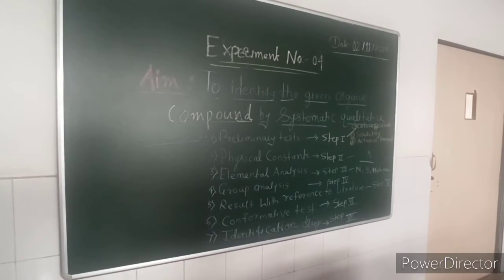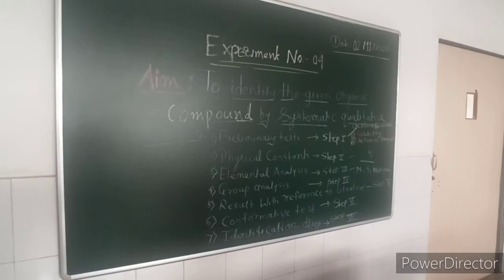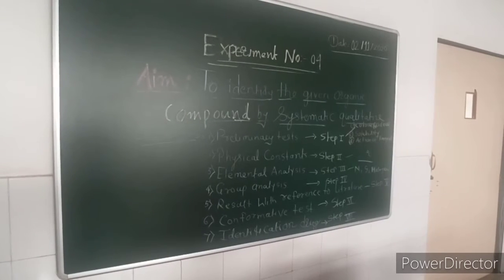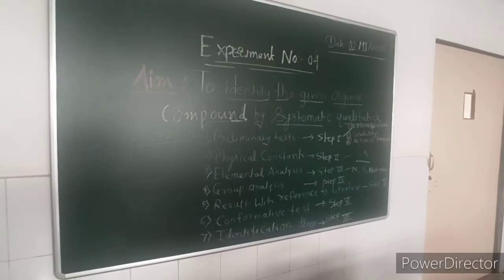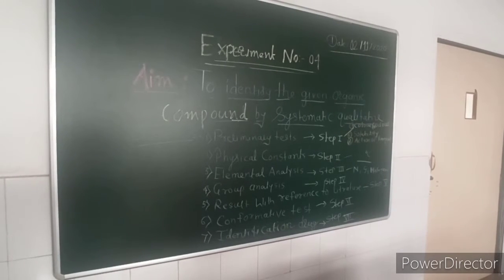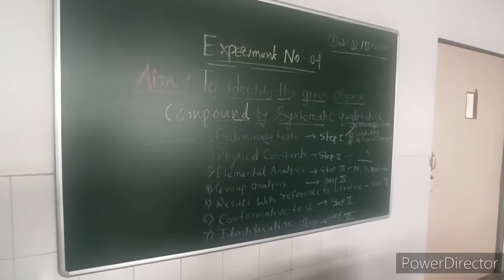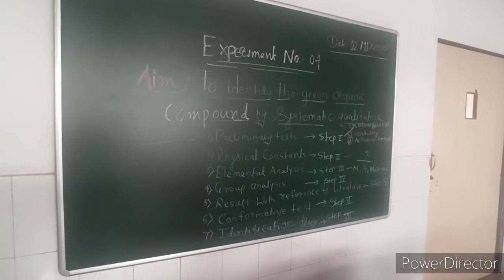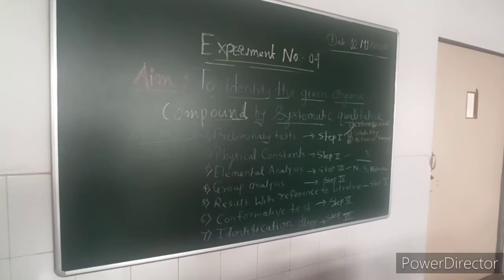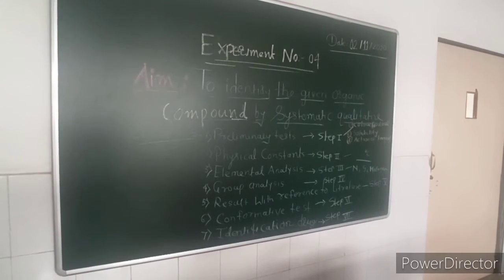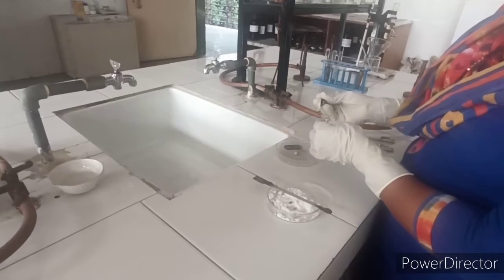In part A, you studied preliminary tests and how to determine the physical constants of the experiment to identify the given organic compound by systematic qualitative analysis. Now part B, the next step, is the elemental analysis. So we start the third step, elemental analysis.